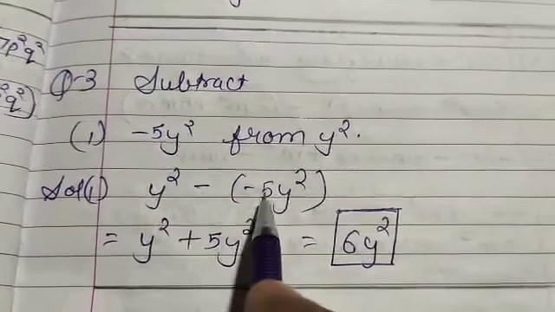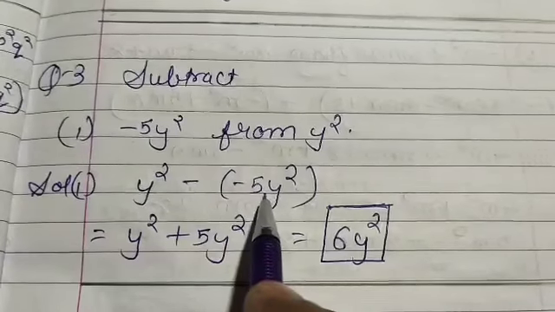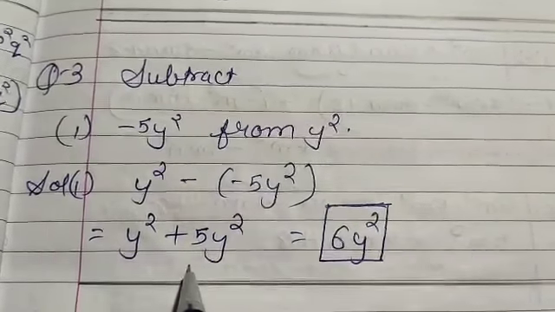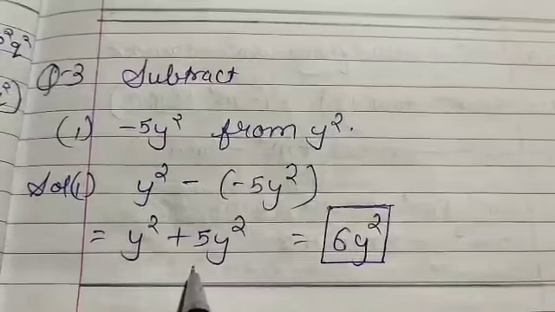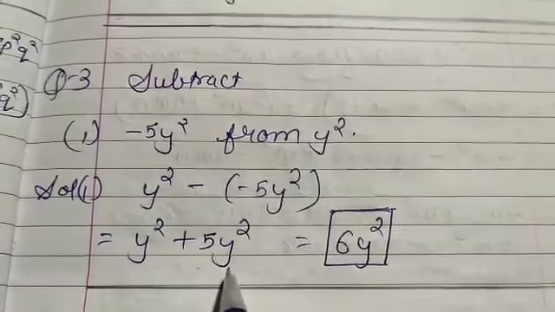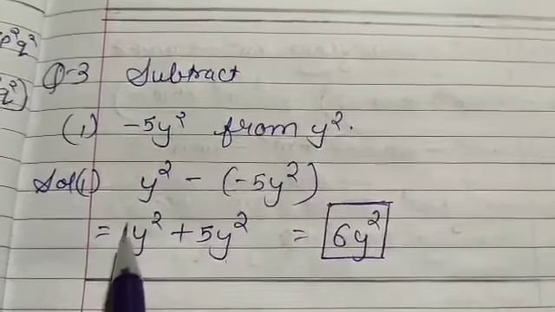So now when you open the bracket, you have to change the sign. Whatever the term inside the bracket, that is negative 5y², will become positive 5y². That is minus and minus will get plus. So y² plus 5y², you have to consider it here as a 1. That is 1 plus 5 gives 6.